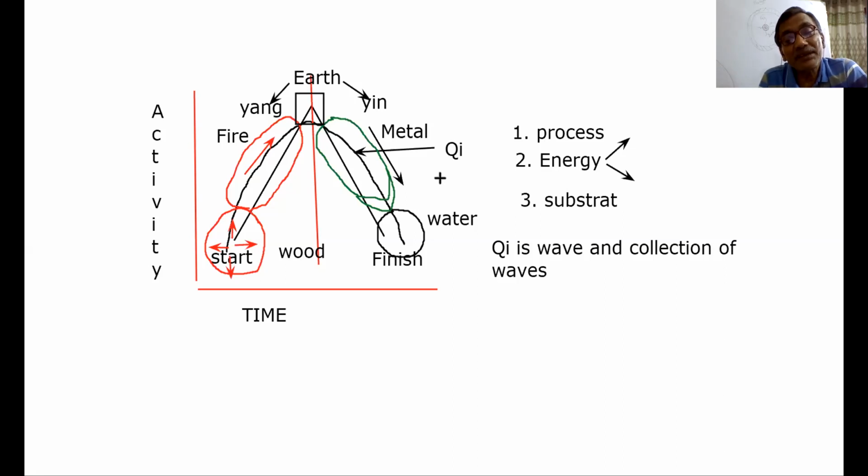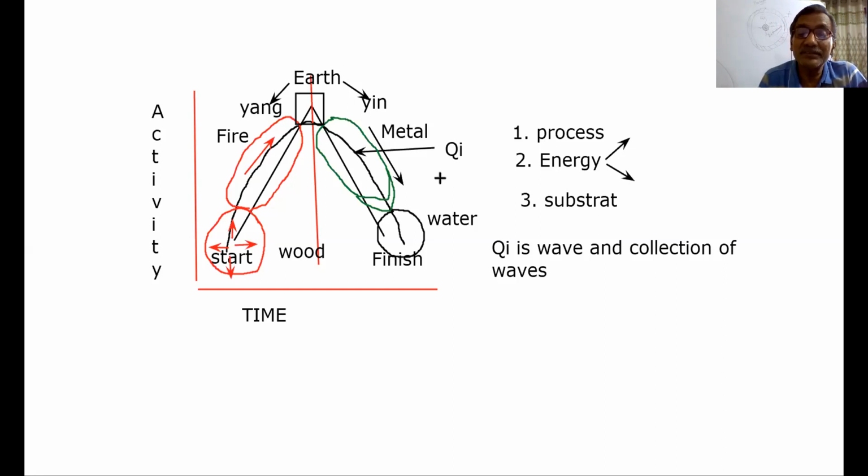Have you got it? Now this wood, fire, earth, metal and water, they are called the five elements. They are actually what? What is an element? If I ask you what is an element? Elements are different stages of a process. What is chi? Chi is a process.